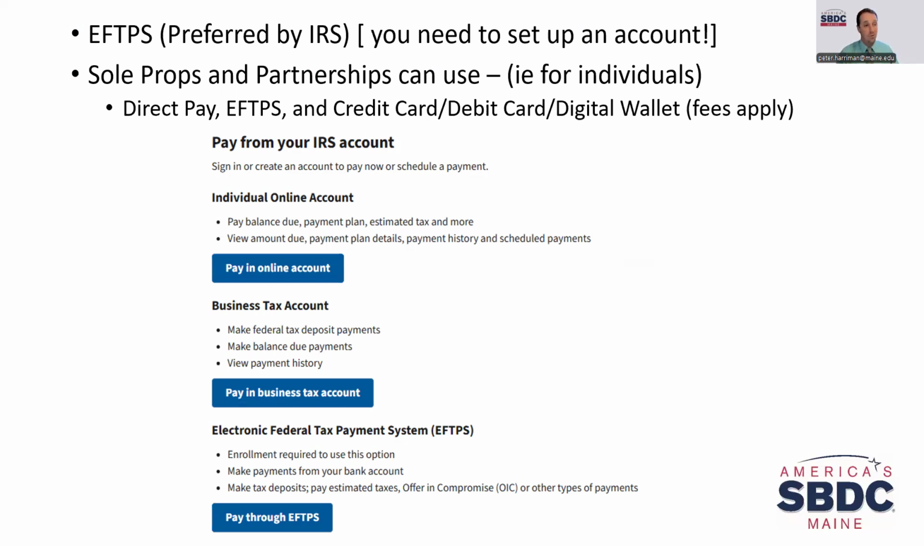And you can use EFTPS for business or individual. We're going to get to the screenshots in a second on when you sign up. But if you're a sole prop or in a partnership and you're thinking, okay, I don't really want to set up this account, well, you can also use direct pay. You can also use credit cards, debit cards, digital wallets, right? The IRS will not get between you and paying taxes. Now, if you do use a credit card or debit card or digital wallet, they will charge an additional fee for processing, right? But if you go a little further down, you can see you can set up accounts with the IRS, EFTPS being the preferred one, to help you understand or record your transactions.